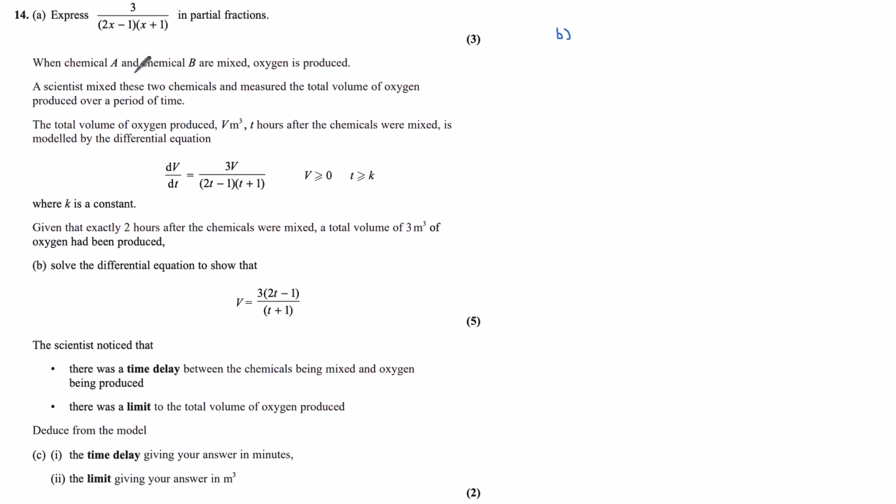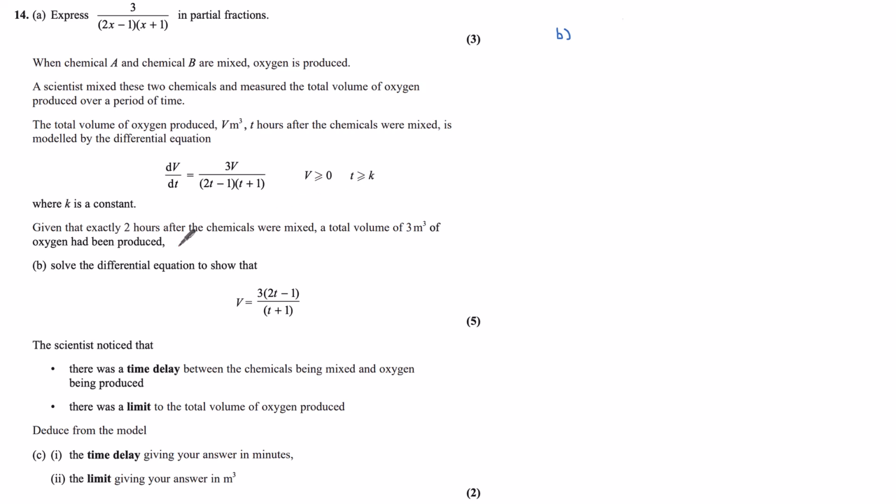When chemical A and chemical B are mixed, oxygen is produced. A scientist mixed these two chemicals and measured the total volume of oxygen produced over a period of time. The total volume of oxygen produced, V m cubed, t hours after the chemicals were mixed, is modelled by the differential equation dV by dt is equal to 3V over (2t minus 1)(t plus 1) for V greater than or equal to 0 and t greater than or equal to k, where k is a constant.